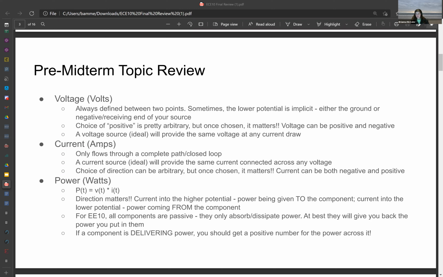Current only flows through a closed loop. One of the things that you'll see when you try to apply initial conditions is that you'll end up with open circuits in your loop, and you have to remember that you're going to have no current in that case. Now, power in watts, direction really matters here. So make sure that any answers that you get make sense with the physical reality of the system. For example, if you have a current source or a voltage source, you should be getting a positive number because it should be producing power, not absorbing it.